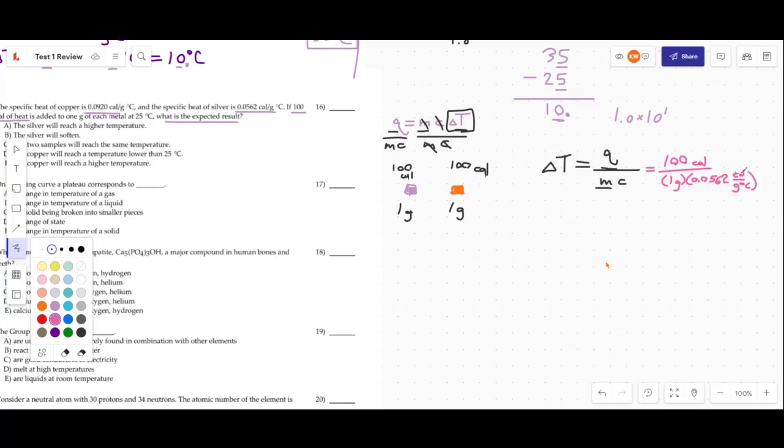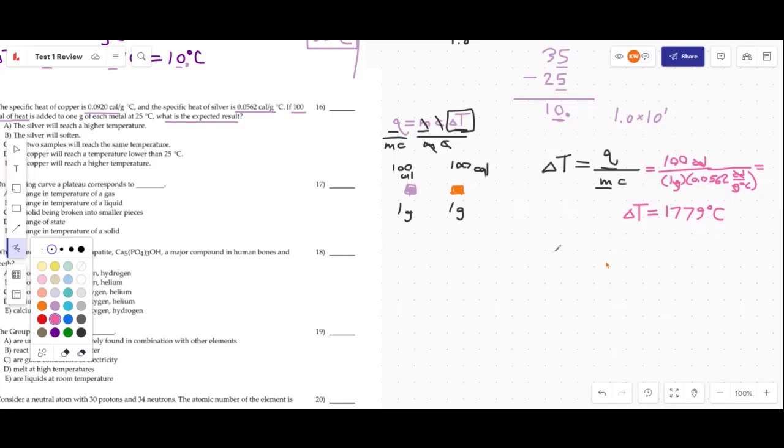Now what you're going to notice is that the calories cancel out, and the grams cancel out. I'm going to be left with degrees Celsius. So what do I get for that delta T for silver? Without considering significant figures, because this is really a qualitative question, not a quantitative question, it's about 1779 degrees Celsius change that you get with silver.